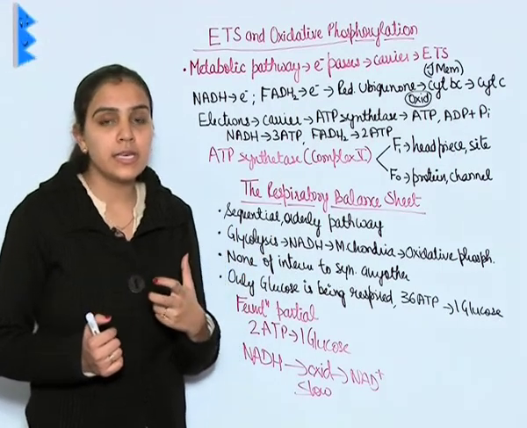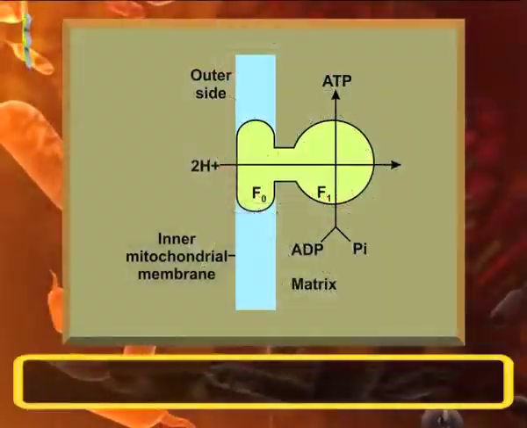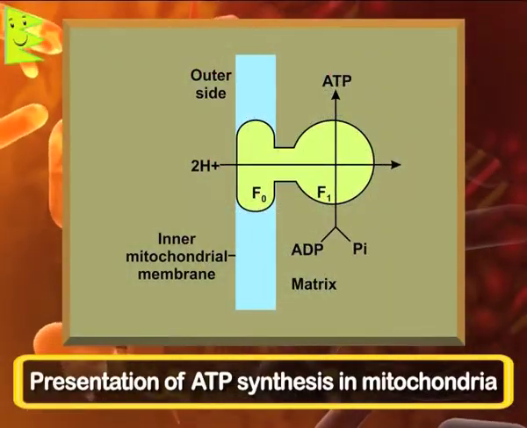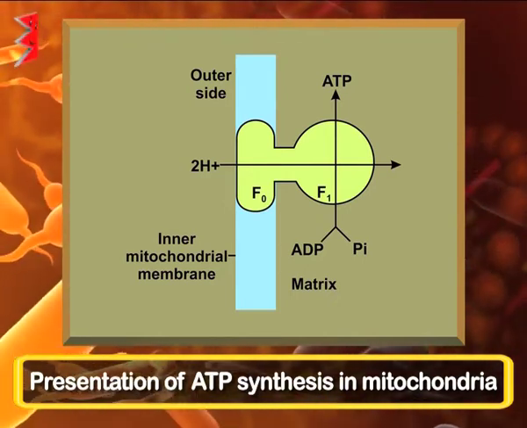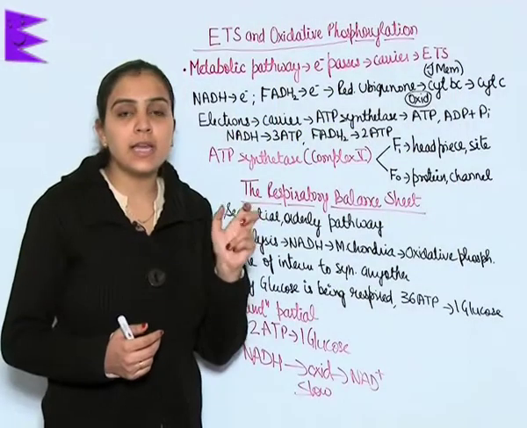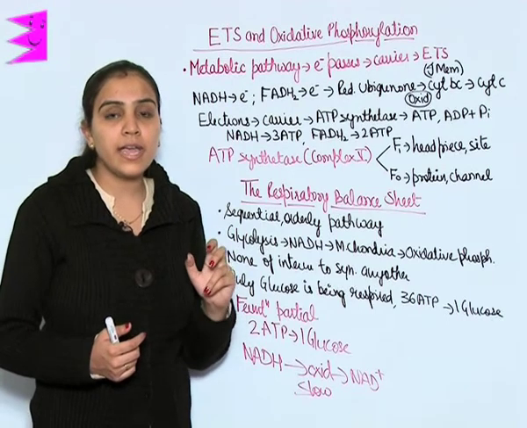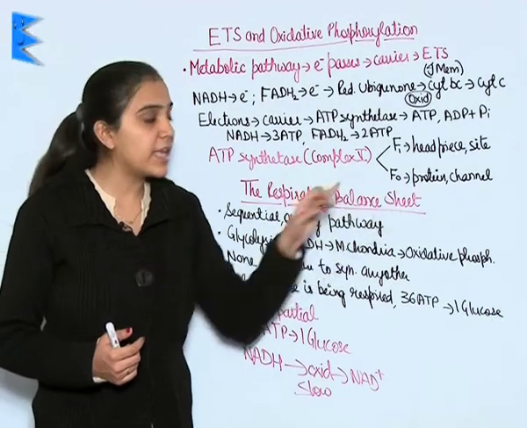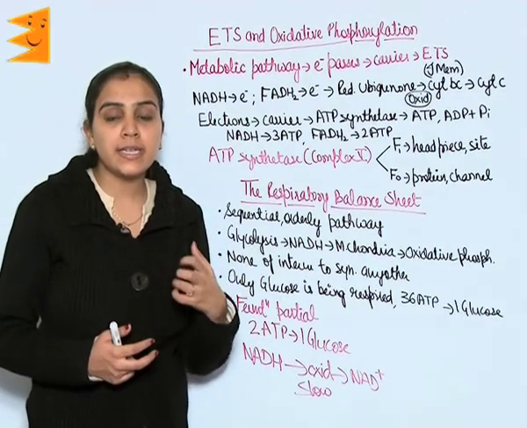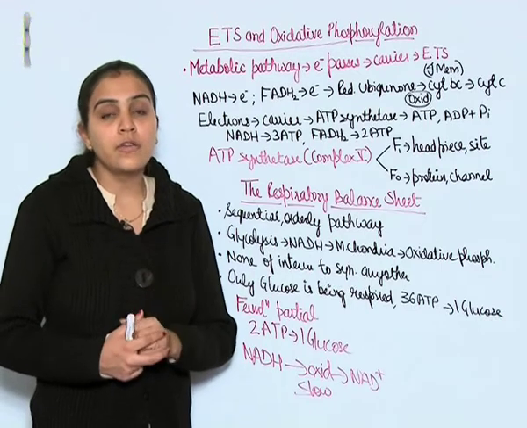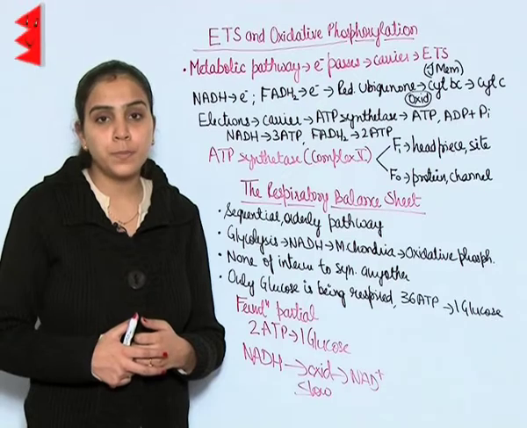Now let us see complex 5 through this diagram. ATP synthase, also known as complex 5, contains two parts, F1 and F0. F1 is the headpiece and is the site of ATP synthesis, whereas F0 is proteinaceous in nature. It is an integral membrane protein responsible for forming the channel for the transport of protons.